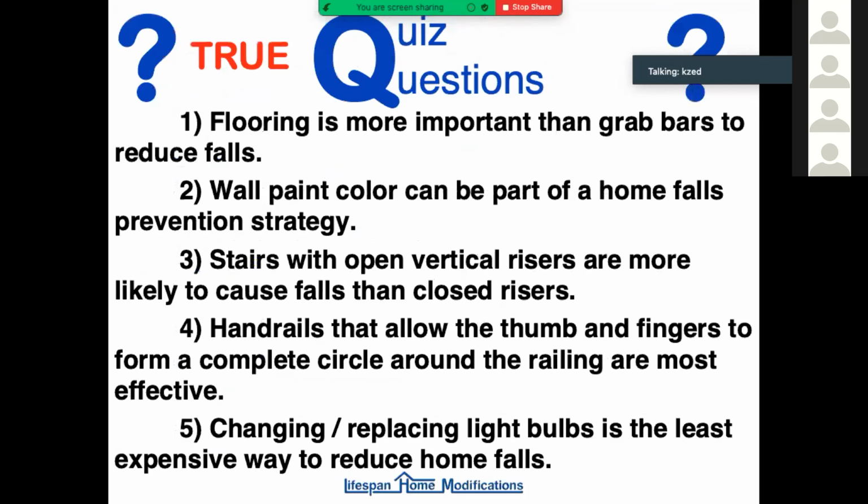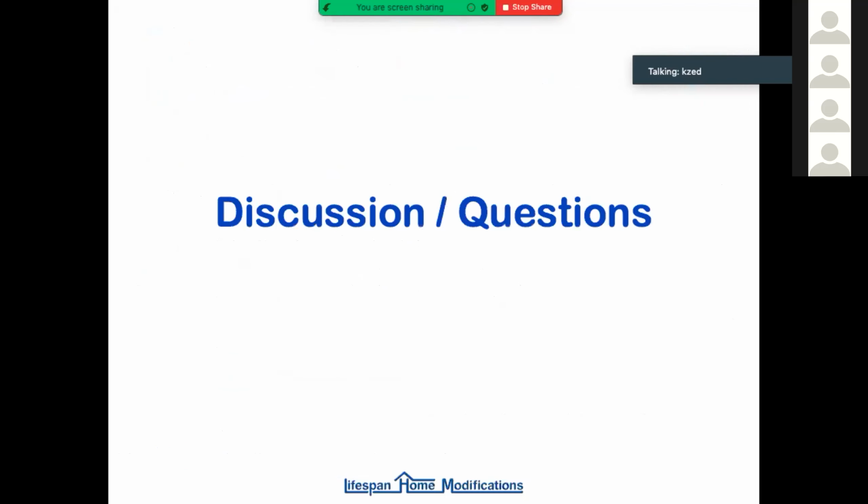And the answer to the quiz that we started with is: flooring is more important than grab bars, as we've learned. Wall paint color can be part of the contrast. Stairs with open vertical risers are more likely to cause falls. Handrails that allow the thumb and forefinger to form a complete circle are most effective. And replacing light bulbs is the least expensive way to reduce home falls.